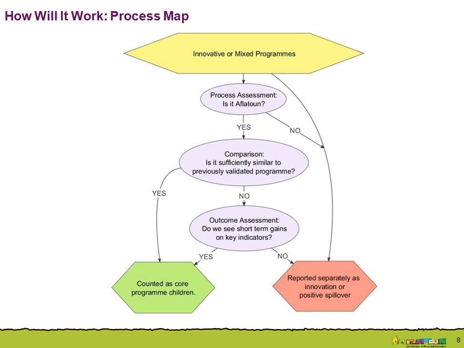So what is validation? Well, first you have innovative or mixed programs. By mixed we mean some sort of combination of social financial education with some other intervention. The first question for us is it Aflatun? So first is, did we or the partner have an influence on the content, and does it look like social financial education? Right? What we want to avoid is counting programs that were inspired by us but don't use any of our specific content. Right? So first question, is it Aflatun?